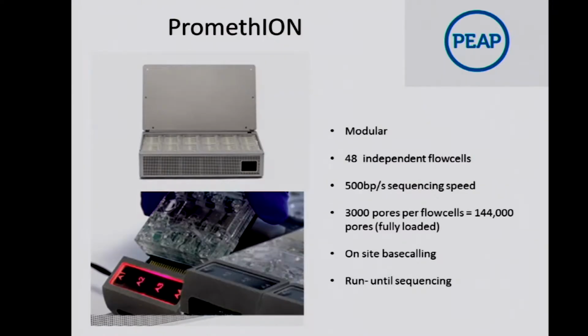Now, what is the Promethean? The Promethean is their new, upcoming, sometime in 2016, early core level sequencing device. This device has 48 independent flow cells in it with a sequencing speed of 500 base pairs a second. Each flow cell should have 3,000 pores, which results in 144,000 pores on a fully loaded instrument.